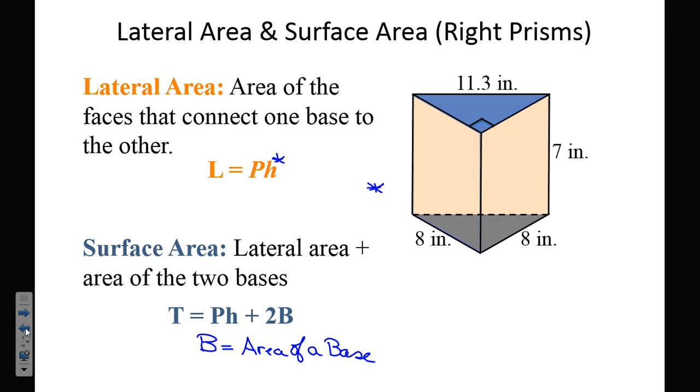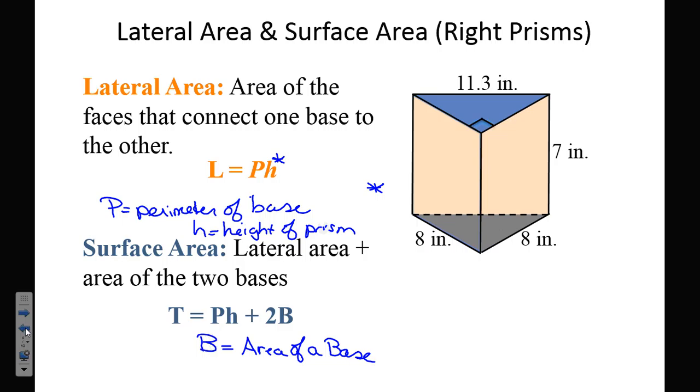So P was the perimeter, right? And H was the height. Okay, so we're ready to calculate. So to find this, on the bottom right of your notes sheet, we have a P, L, B, and T next to this picture.